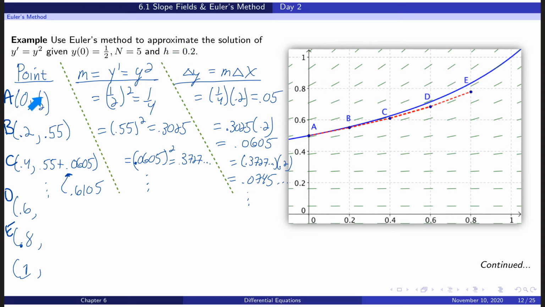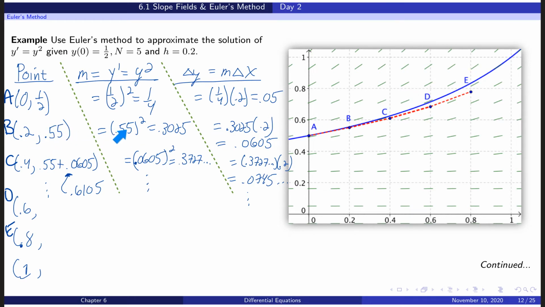So set up your first point. Use this point in your slope formula. The slope is y squared, so I'm going to take 1/2 squared and get 1/4. Delta y is slope times delta x. 1/4 times 0.2 is 0.05. That's my delta y. So I'm going to take 0.5, add on 0.05, and get 0.55. X increased by 0.2 each time. H is the same thing as delta x. So I'm now sitting at the point (0.2, 0.55). And again, this point is a really good approximation for a point along the solution curve.